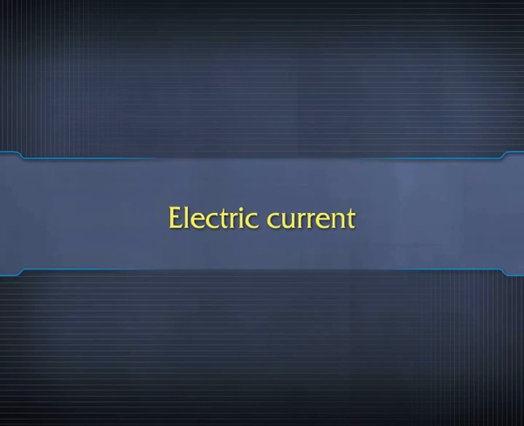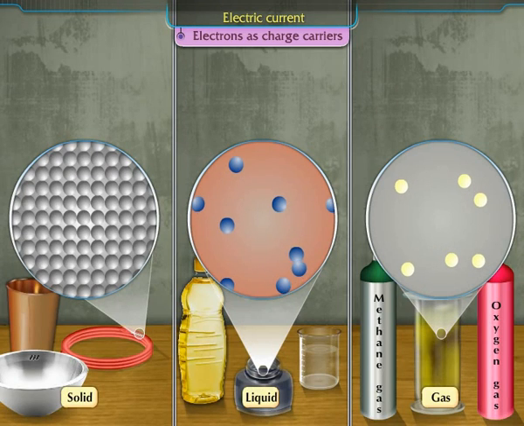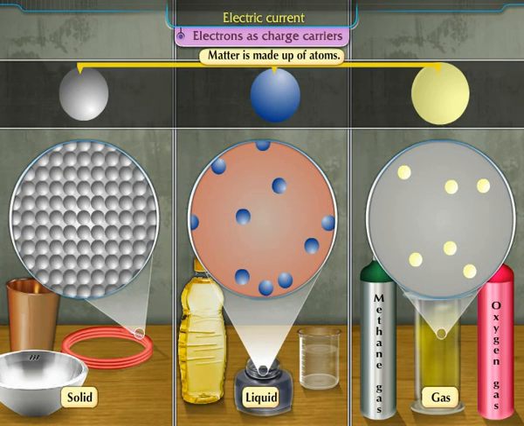Electric current, electrons as charge carriers. We know that matter is made up of atoms.